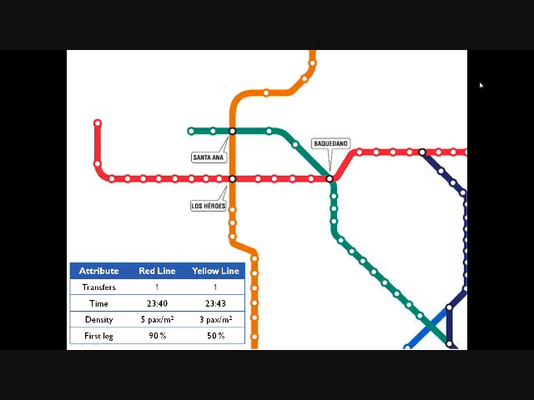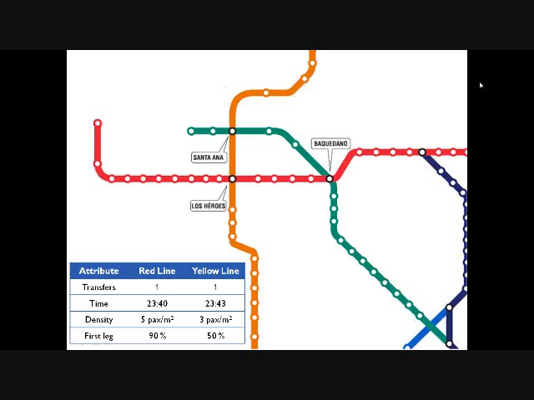So what else can we analyze? How occupied the different routes are. If we analyze the density, how many passengers per square meter are along the route, if we take the red line, first we'll experience 5 passengers per square meter, because that part of the network, the red line, is the city center and is the most congested part of the network. If we use the second route, through the yellow line, we only experience 3 passengers per square meter, so it's much more comfortable.